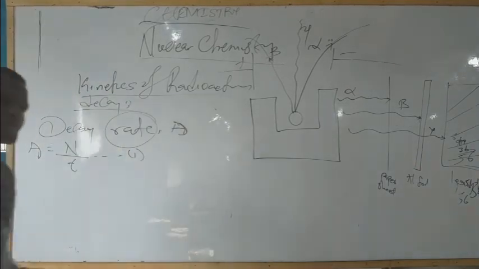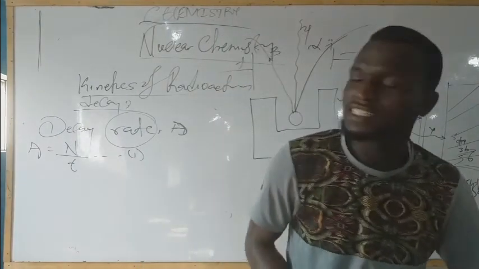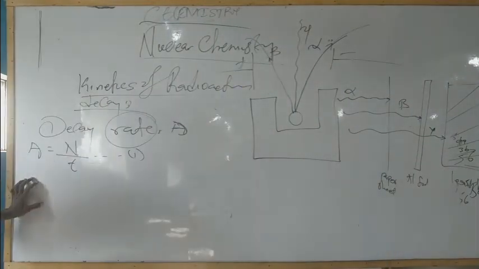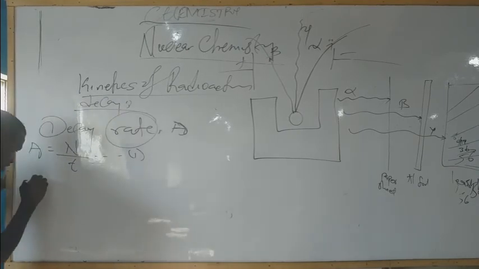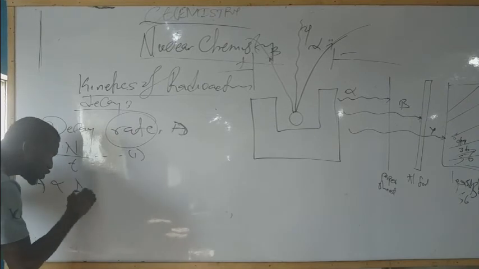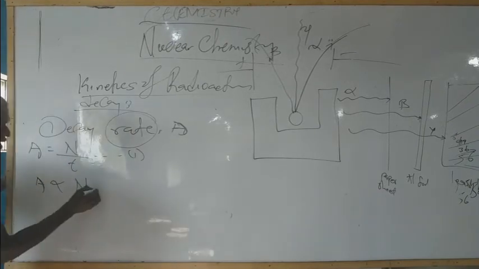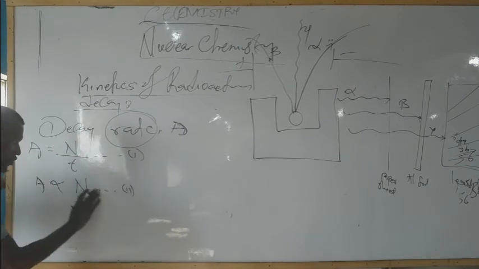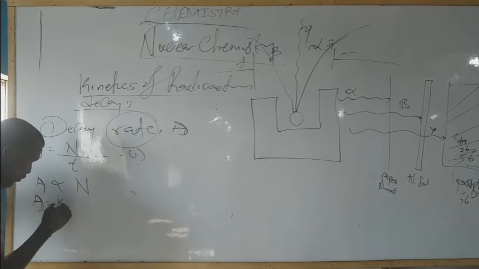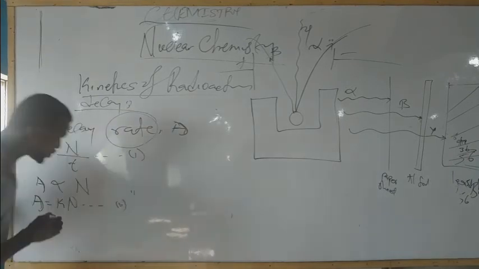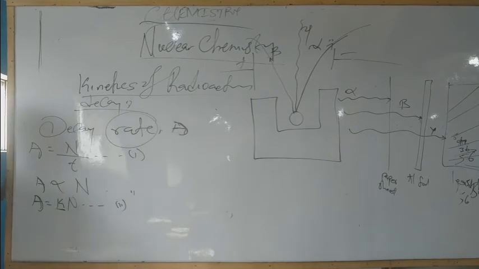Now, according to the result of experiment, it has been noted that the rate of radioactive decay is proportional to the number of radioactive nuclei present. That is, the rate of radioactive decay, which is the decay rate A, is proportional to the number of nuclei N present. Take this as equation 2. Removing the proportionality sign, we have A equal to K N, equation 2, where K is a constant known as the decay constant.